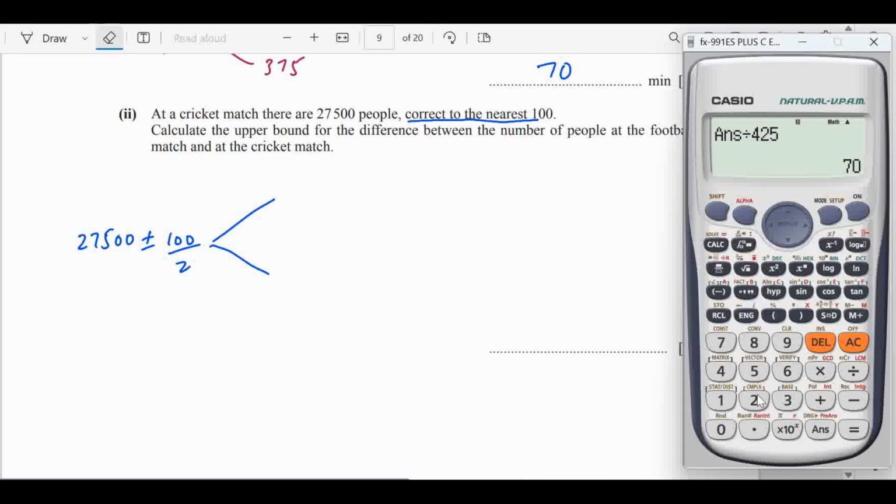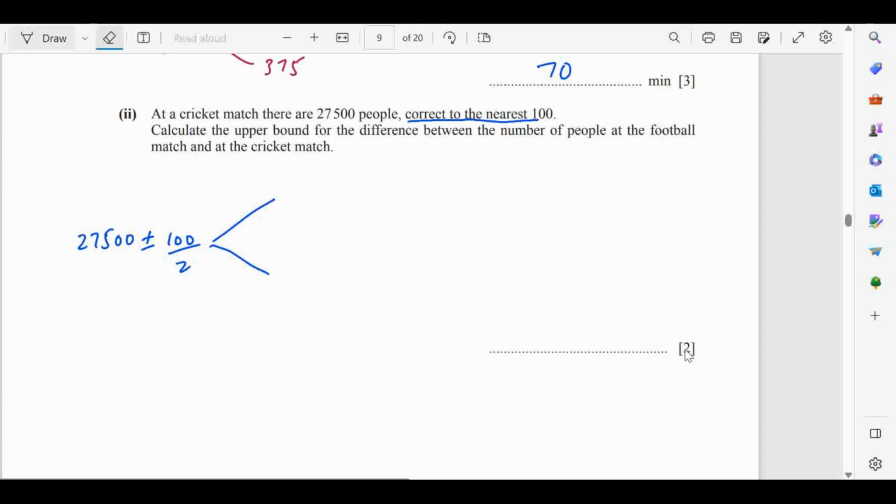You can use a calculator. 27500 minus 50 will be equal to 27450. So the lower bound will be 27450 and the upper bound will be 27550.